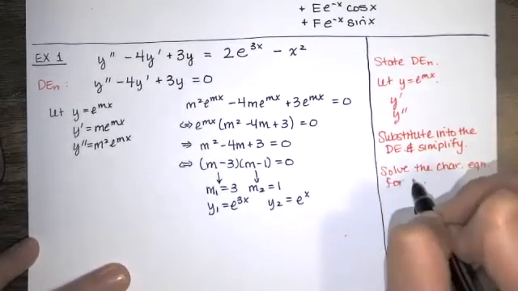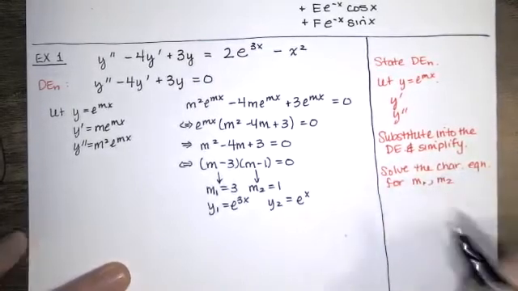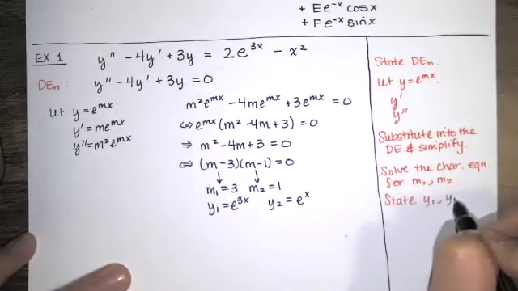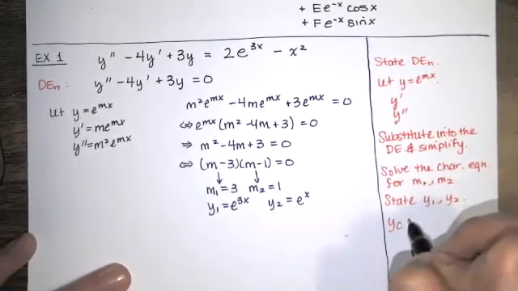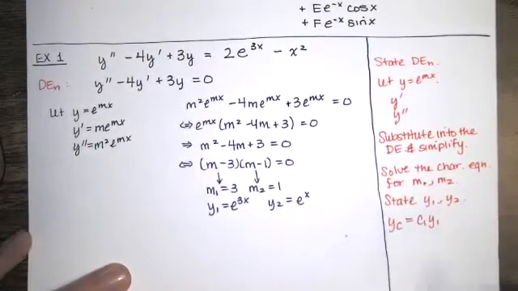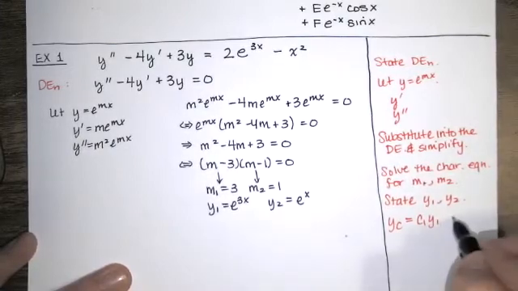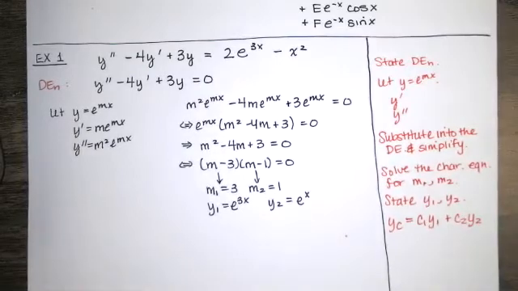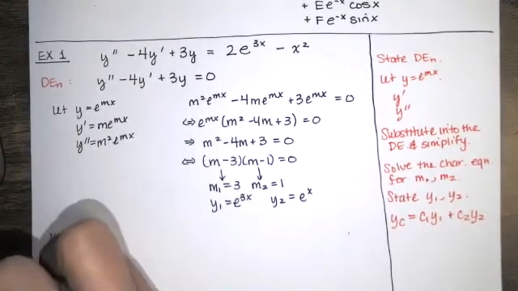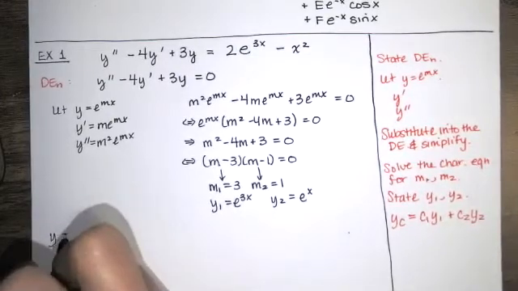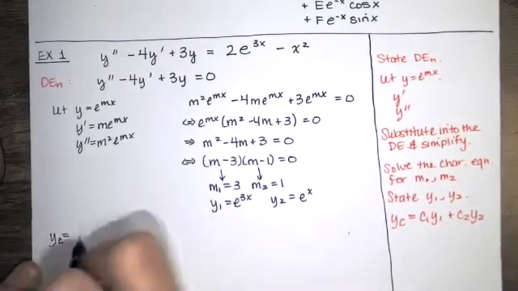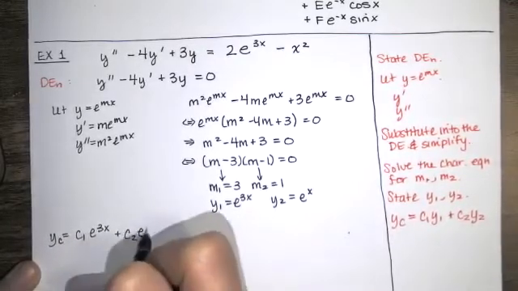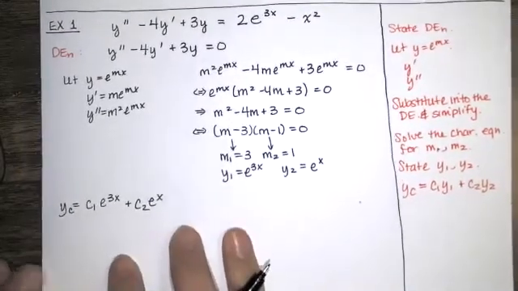And then once you have m1 and m2, you can use those to state the form of y1 and y2, and then you know what the complementary function is. Since it's a second order differential equation, the complementary solution or complementary function has that form c1y1 plus c2y2. So we have c1 e to the 3x plus c2 e to the negative x, and that's the complementary function.